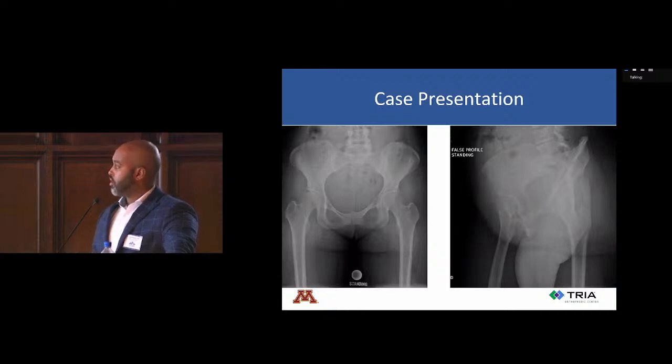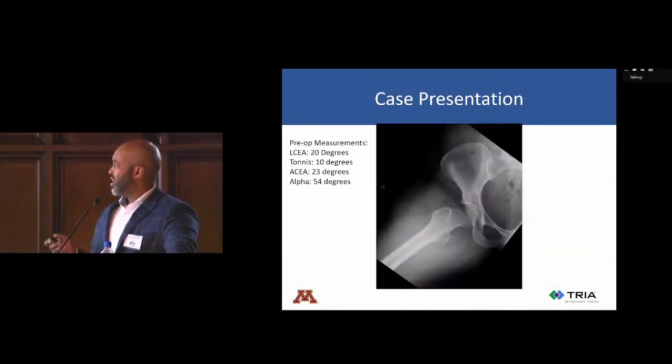Lateral center edge for her was 20 degrees. She doesn't have any signs of retroversion, has an upsloping sourcil, and a little bit of low-normal anterior undercoverage with an anterior center edge of 23. She didn't really show a significant cam. I measured her alpha at 54. She had a negative FADIR as well. One could argue that there's a little bit of flattening there, but not really that impressive.